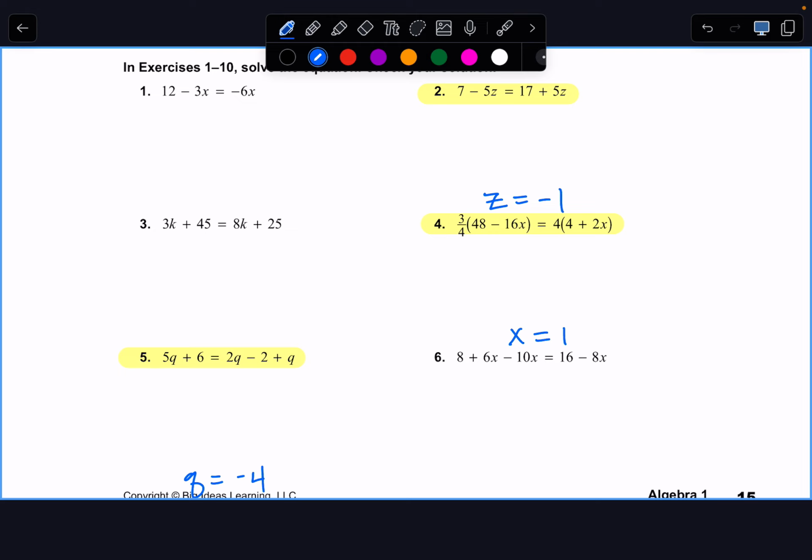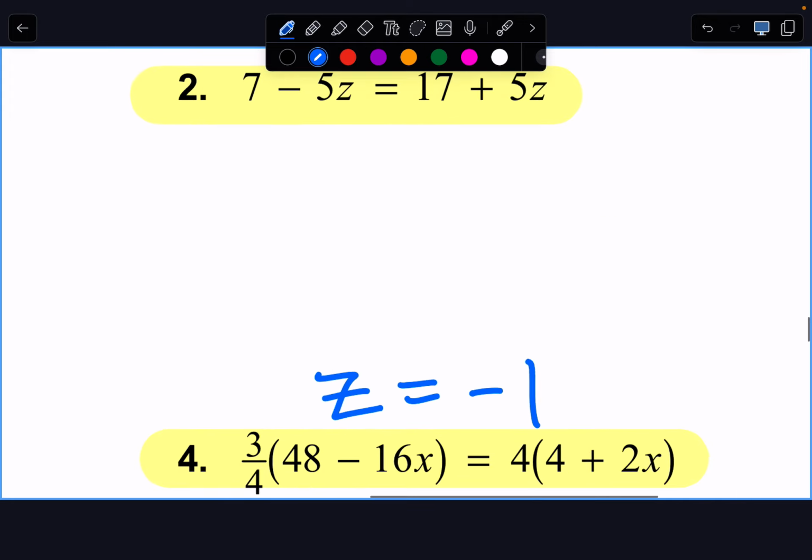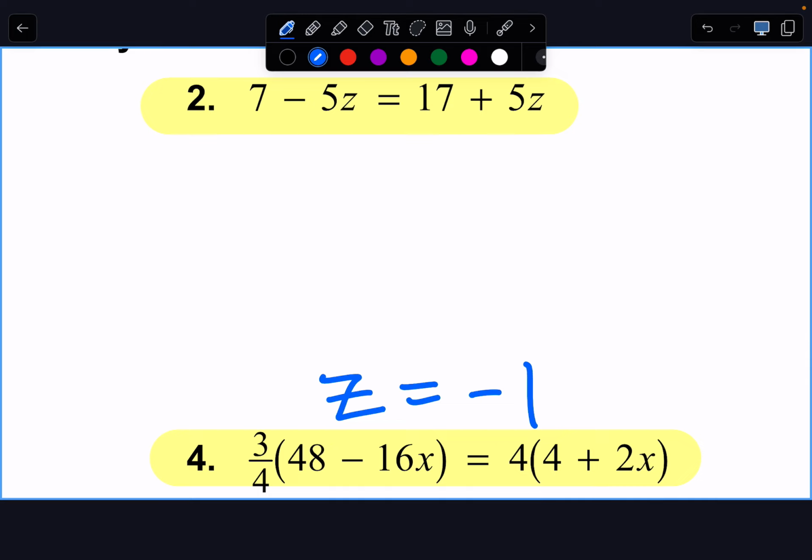Okay, I know that some of you have not finished all three, and I'm totally fine with that. Okay? Let's talk about number 2. Raise your hand if you put the z's on the right side. You moved the z's to the right side. Raise your hand if you moved the z's to the left side.